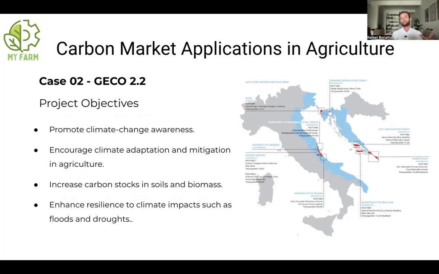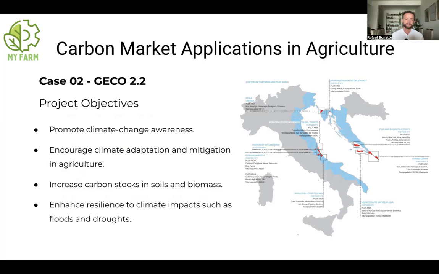Just for you to have an idea about the territory spread of this project. It's, like I said, between Italy and Croatia, surrounding the Adriatic Sea. And like I said, the project objective is promoting climate change awareness. These regions are suffering from climate change, like changing rain patterns and temperature patterns, which becomes a very strong barrier for them to produce what they're producing in the region. That's why they came up with this project, to try to soothe the pain of the farmers and mitigate the problem, okay?